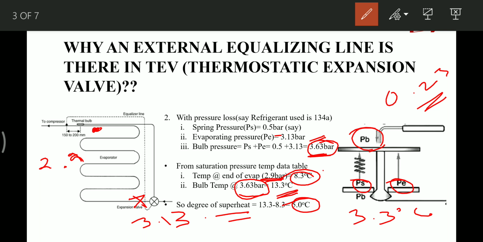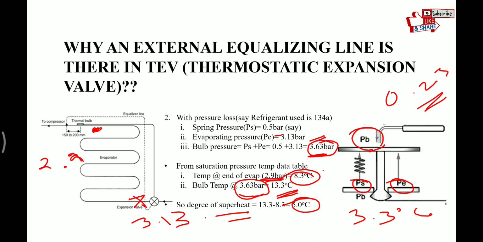So we have done nothing, but due to loss in evaporating pressure, there is an increase in superheat of the system that we do not need. So to compensate for this superheat, we need an equalizing line. So let's see how this equalizing line helps in compensating for this loss in pressure.